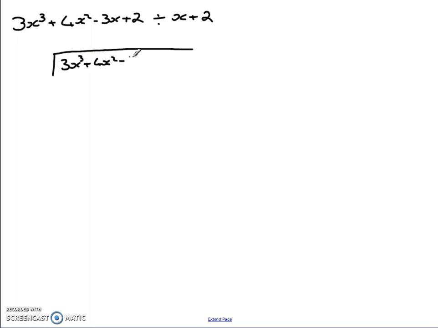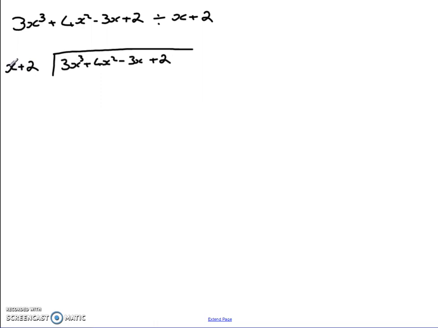So let's imagine I'm taking 3x cubed plus 4x squared minus 3x plus 2, and I'm dividing it by x plus 2. Now, laying it out, you start the exact same. We lay out our step sum, and underneath we put what is being divided, so our 3x cubed plus 4x squared minus 3x plus 2, and then on the outside we put what is dividing, so our divisor, our x plus 2. Now, when we're doing algebraic long division, the key part to focus on, to begin with, is the x, so the first part of the divisor.